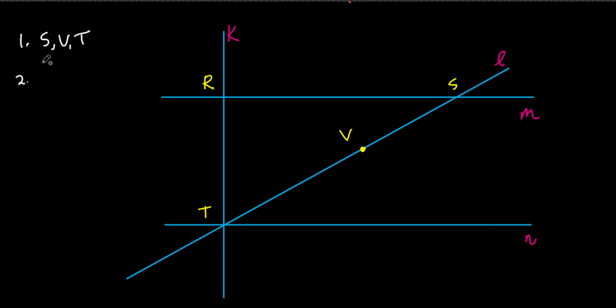Question number 2 says, name 3 non-collinear points. If you want to write down the question, you can. I just didn't do it. So number 2 says, name 3 non-collinear points. R, K... Well, is K a point? No. 3 points that don't lie on the same line. That's what you're looking for. That's what non-collinear means.